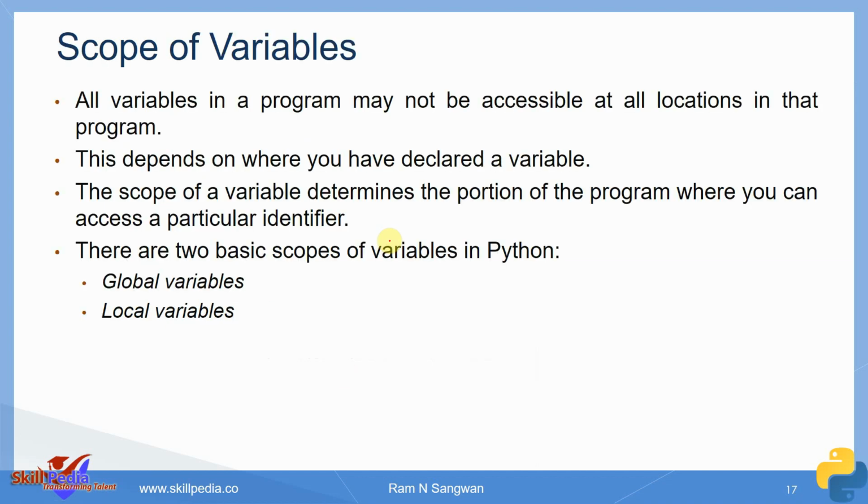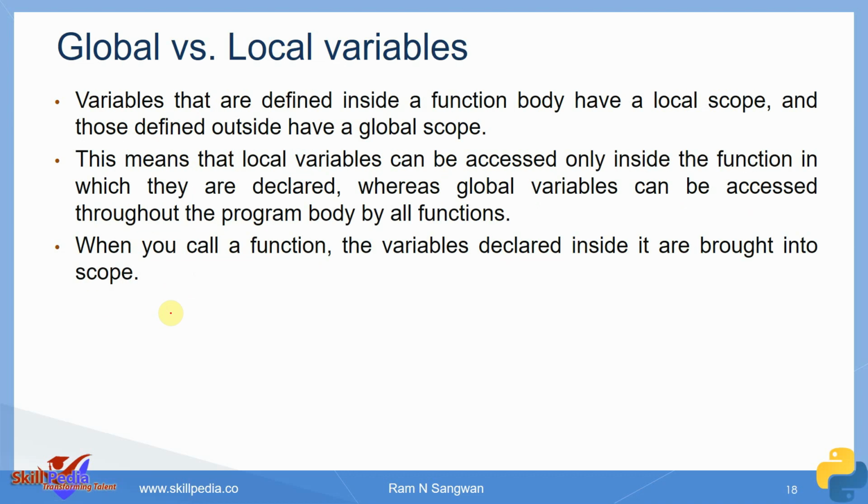Scope of variables, local and global, as I discussed earlier also. All variables in a program may not be accessible at all locations in that program. This actually depends on where you have declared a variable. The scope of a variable determines the portion of the program where you can actually access a particular identifier. And there are two basic scopes, global and local. So, global versus local variables.